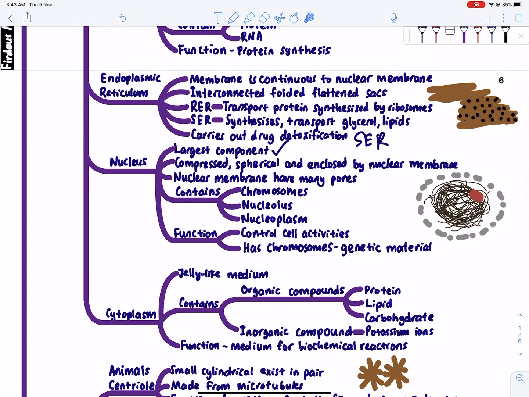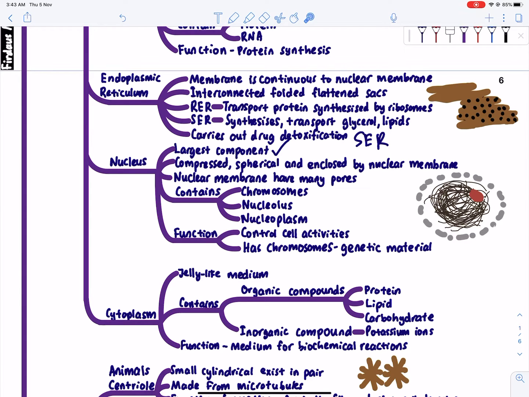For example, if the cell is located at the stomach wall, of course it will produce pepsin or renin. If it is located at the small intestine, it will produce enzymes such as maltase and lactase. All those particular enzymes. And then they have a chromosome. This one is the genetic material. It contains the information about that particular cell, especially for that particular species, humans.